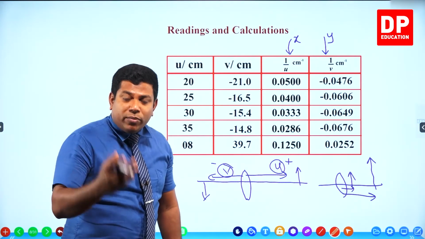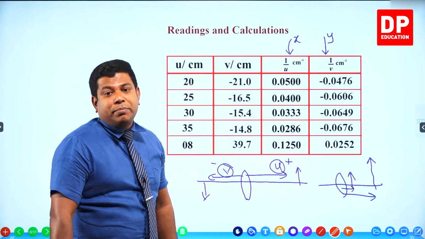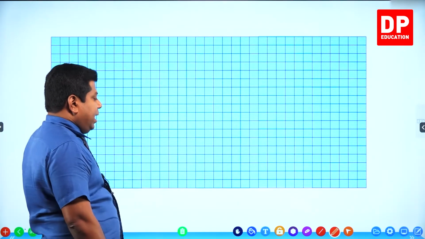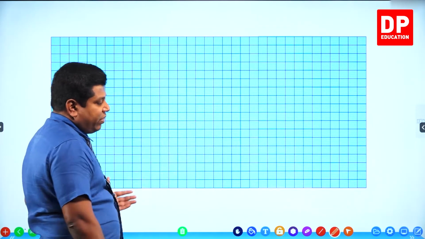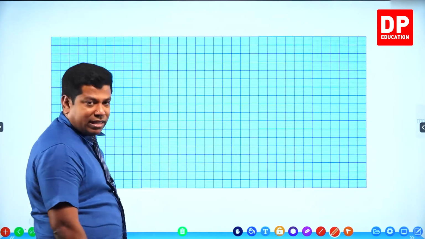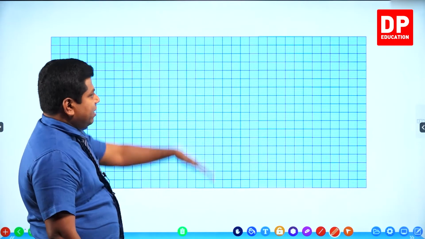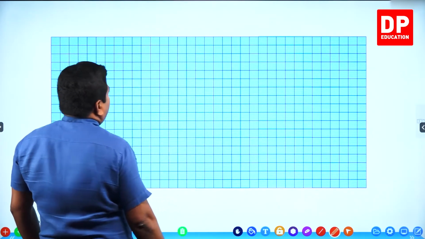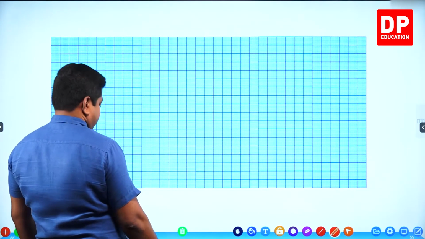What do we want from the graph? We want the intercept of the graph. We have to plan the scales properly. I have taken a graph sheet where I have 35 segments here and 18 segments on the vertical side. How am I going to take the scale? Look at this.